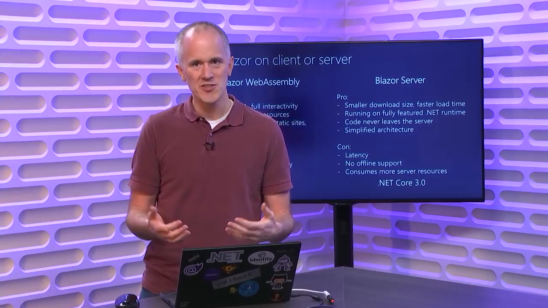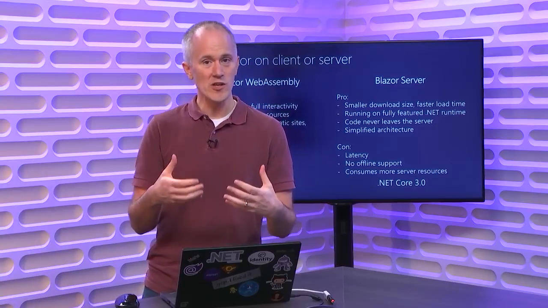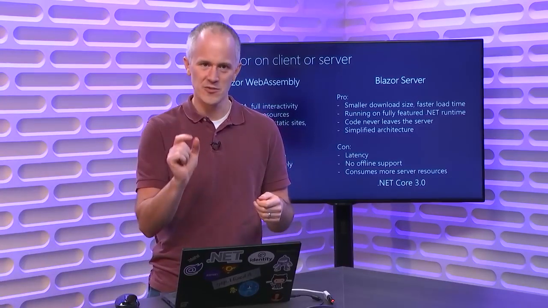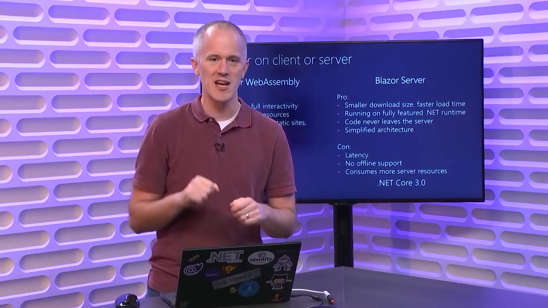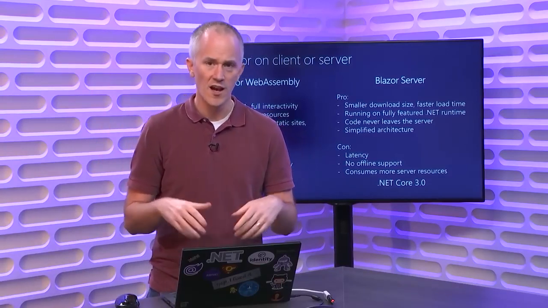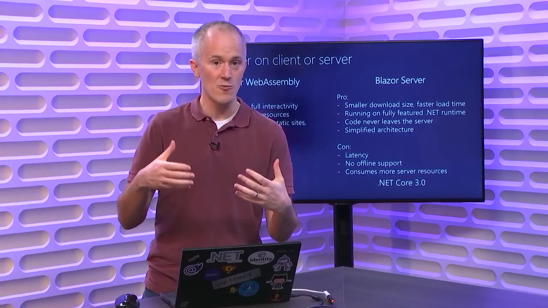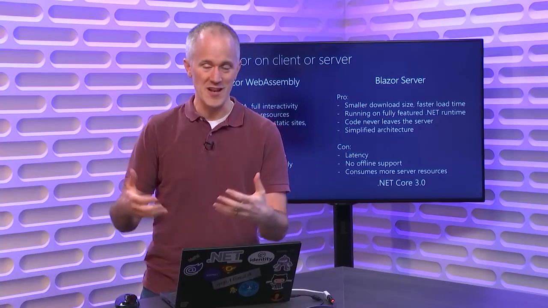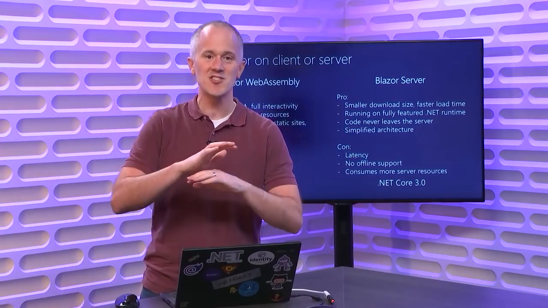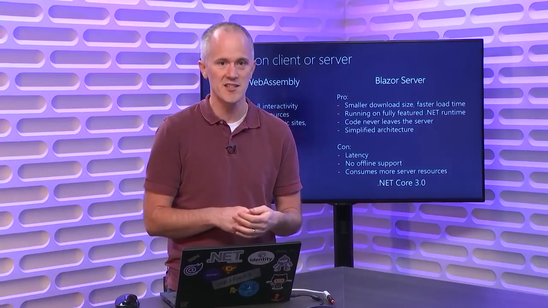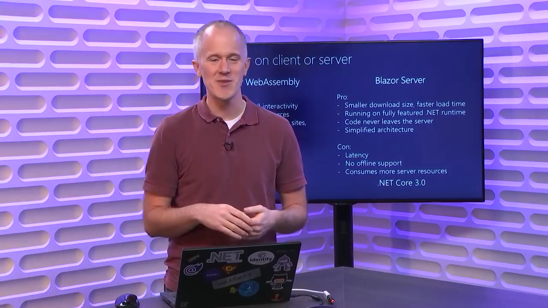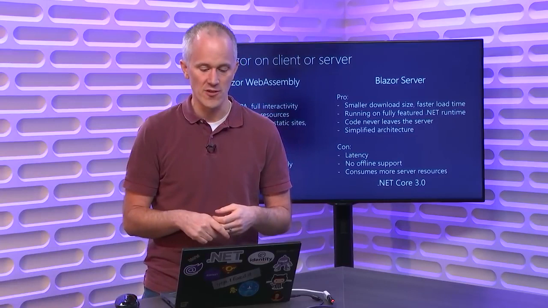Blazor Server apps have a really small download because the only thing they need to download is a little piece of infrastructure code that sets up that real-time SignalR connection. Your Blazor component code is now running on the server on a full .NET Core runtime, and it has access to all of the resources that the server has access to. If you want to talk directly to the database, you can do that from a Blazor Server app.